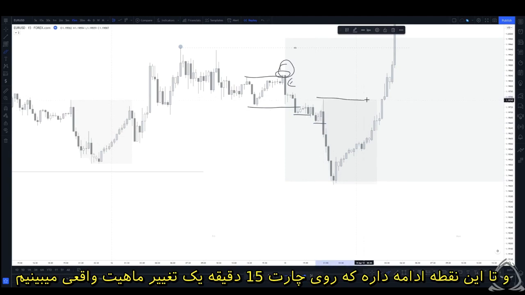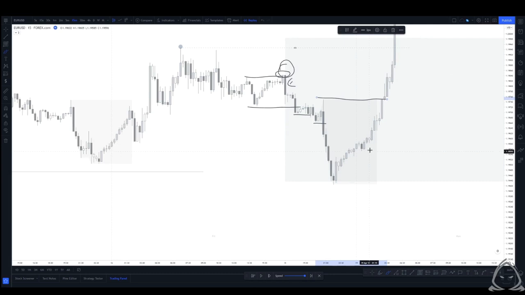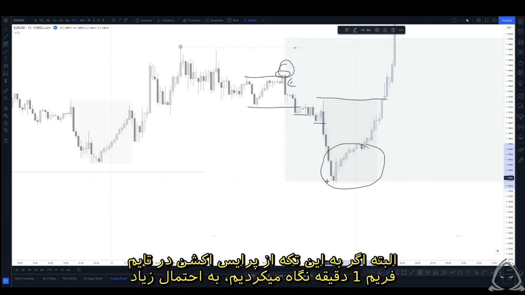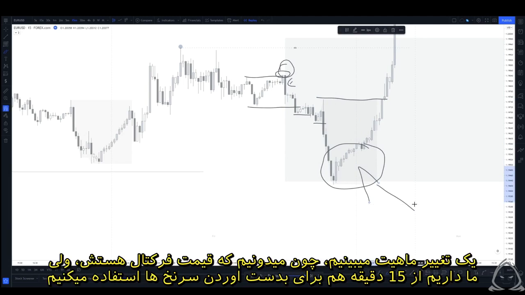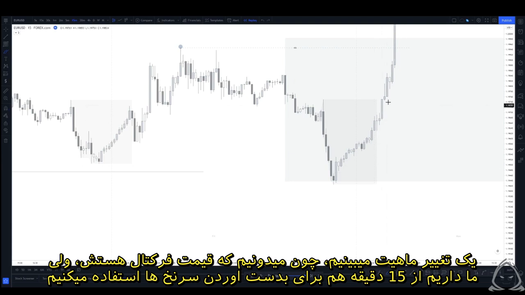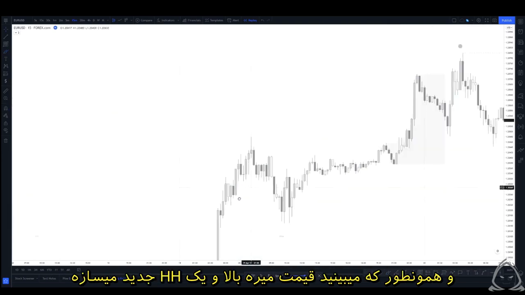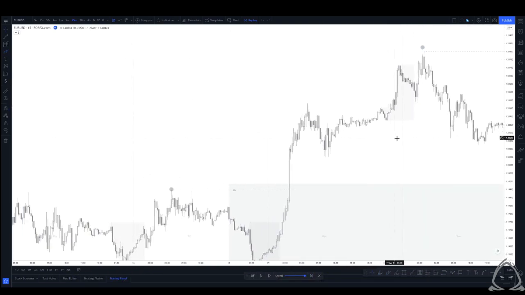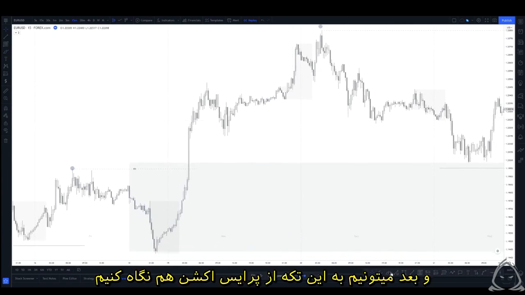It's not until we get to this point here on the 15-minute chart that we see a true change of character. Although if we were to look at price action on a 1 minute in this particular area, more than likely we're going to see a change of character because we know price is fractal. But we're also using the 15-minute as clues, and then as we can see, price runs, creating a new higher high. And then we can look at this bit of price action as well.